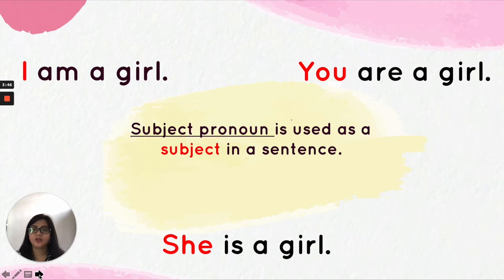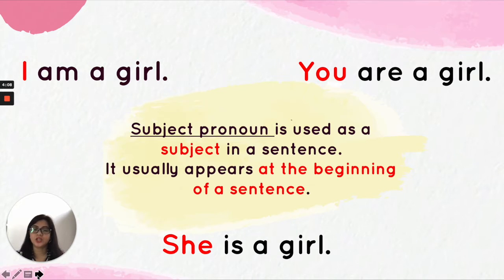So here, you're talking about the girl. The girl is saying I because she's referring to herself. If two people are talking and the other person says to the girl, you are a girl, they are referring to the person they're talking to. And when people are talking about a girl and referring to her, they can use she. She is a girl. It usually appears at the beginning of a sentence.